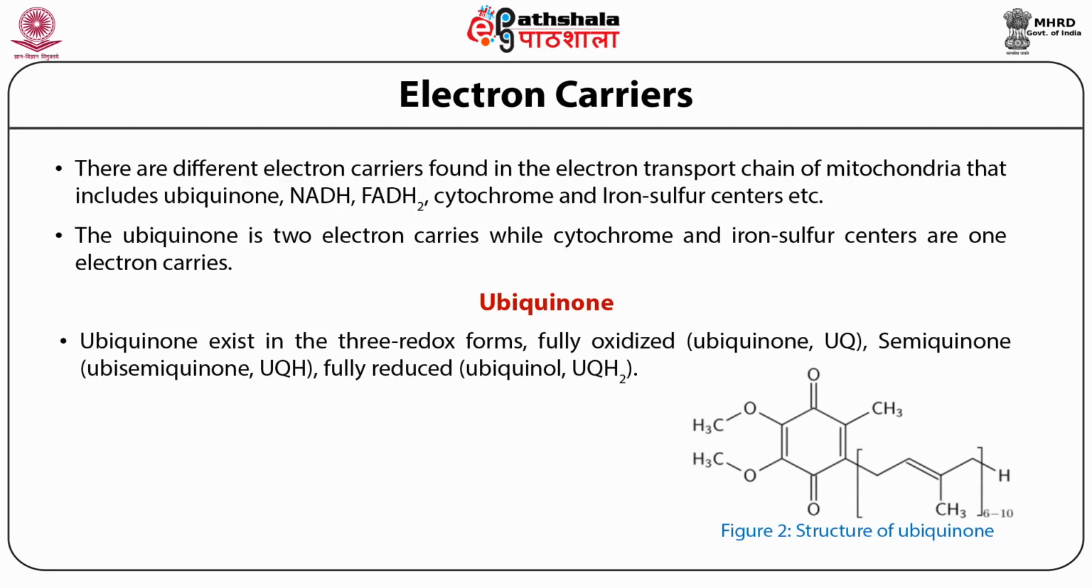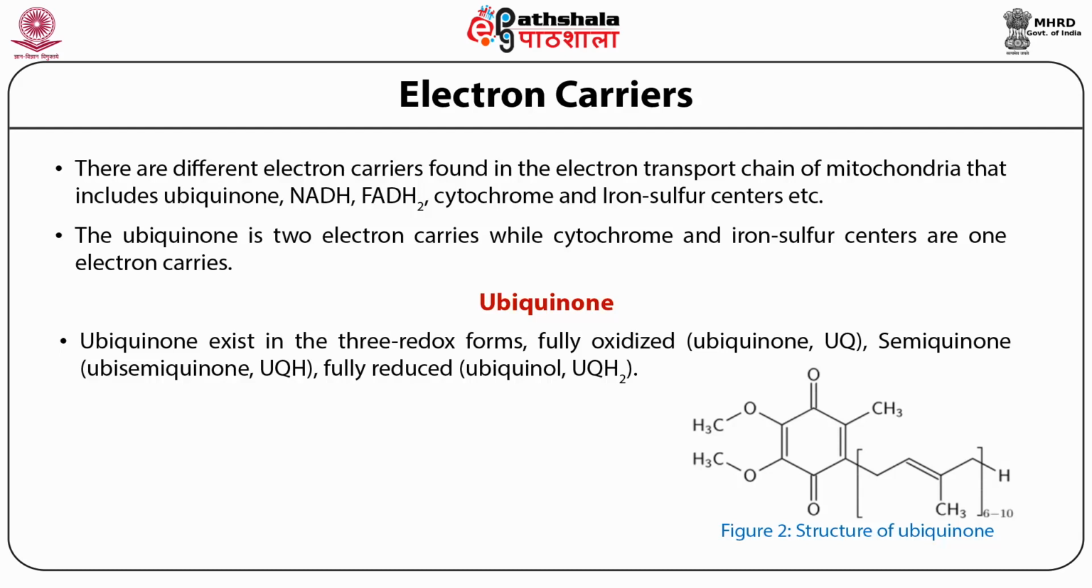Redox forms are those that are interconverted by accepting or donating electrons. The first form of ubiquinone is the fully oxidized form, known as ubiquinone. The second form is semiquinone. As I already told, ubiquinone is a carrier of two electrons. So if one electron is taken by ubiquinone, it is converted into semiquinone. If the second electron is also taken by semiquinone, then it is converted into fully reduced ubiquinone.